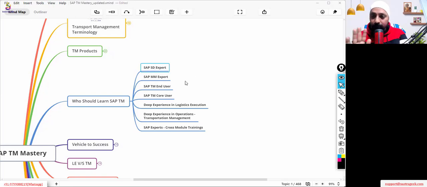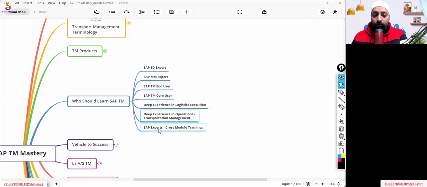If you are already consulting in any functional module in SAP, you can jump into TM. That's not a problem, because you are used to having discussions with business and you are used to how projects run. You would be able to easily catch it up. If you are a TM end user, a TM core user working in a project, you can go ahead even without consulting experience. If you have a very good experience in logistics execution and operations, then also you can go ahead.